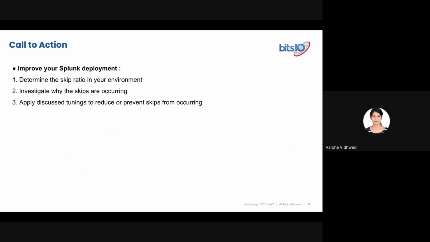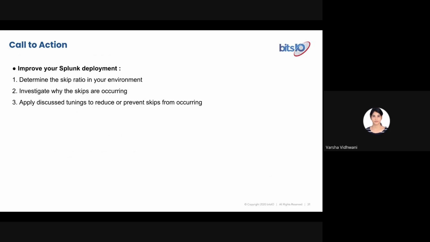To wrap things up, the key takeaway is that skipped searches are usually a symptom of scheduler pressure, but they can be managed and prevented. We can start by understanding what the skip ratio looks like in the environment. Once we know the scale of the issue, we can investigate the root causes via the reasons Splunk gives in the internal logs or the monitoring console. It will tell us whether these are slow searches, load spikes, misprioritization, or simply scheduler capacity limits.